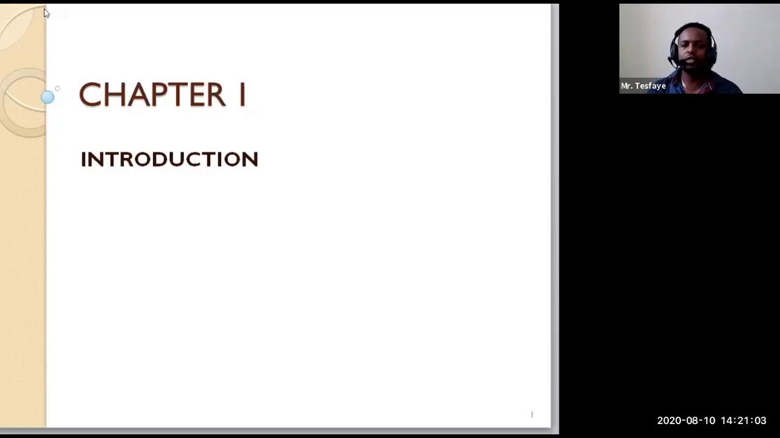Today we'll see the first chapter. The first chapter is the introduction. In this chapter, we focus on the meaning of cost accounting, management accounting, and financial accounting; their differences and their similarities will be introduced in the first chapter. So let me go to the next page.